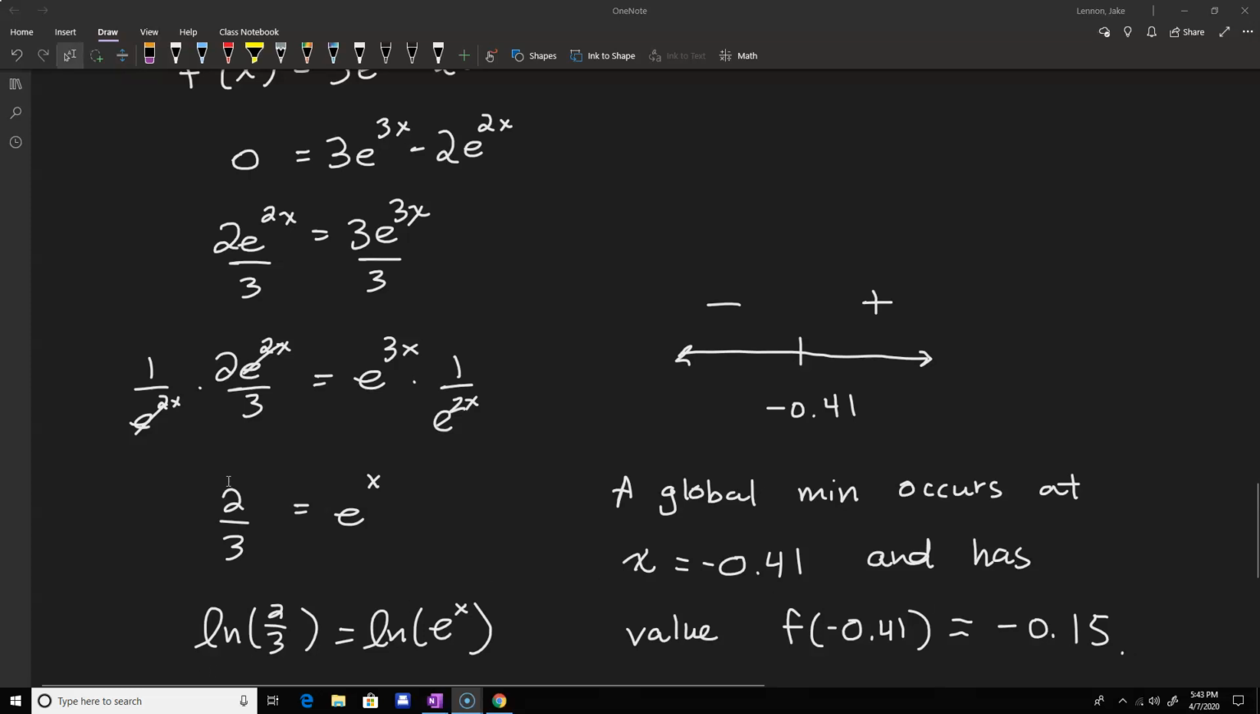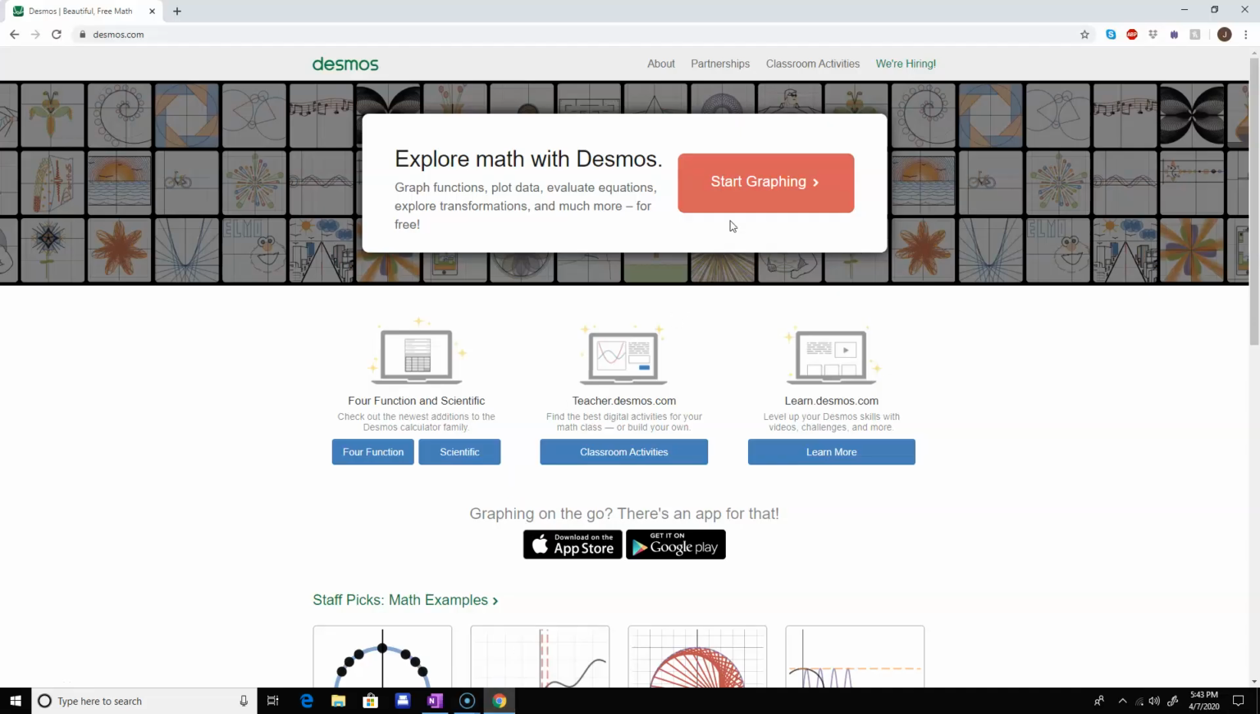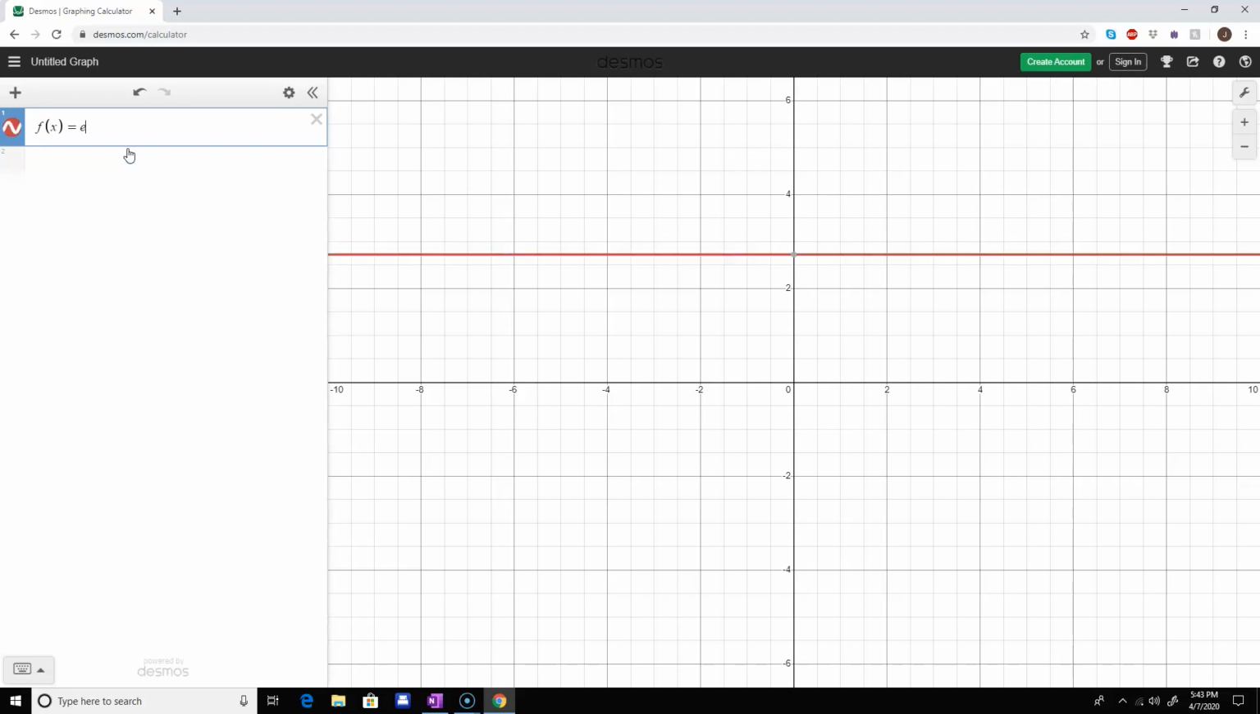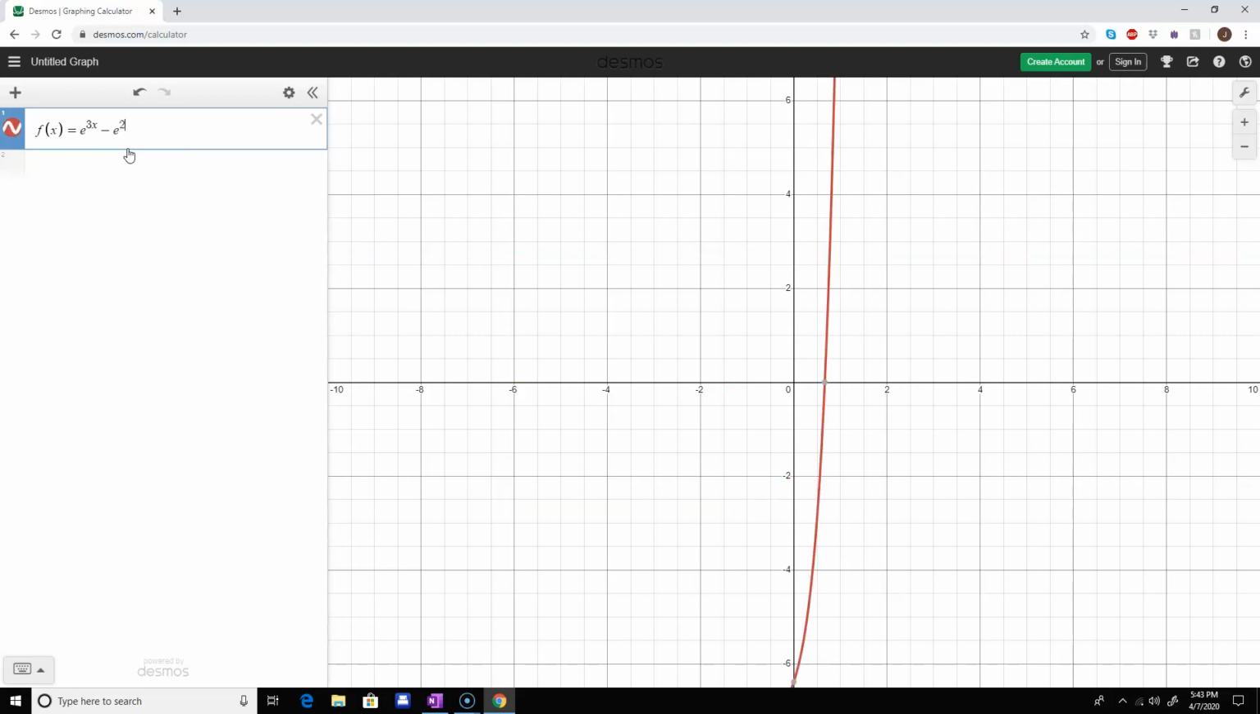Now let's remember that we can always graph these things to help confirm our results or double check if we're near a computer. So let's go ahead and do that. Let's go to desmos.com, a nice graphing utility. Let's graph our function f of x equals e to the 3x minus e to the 2x.